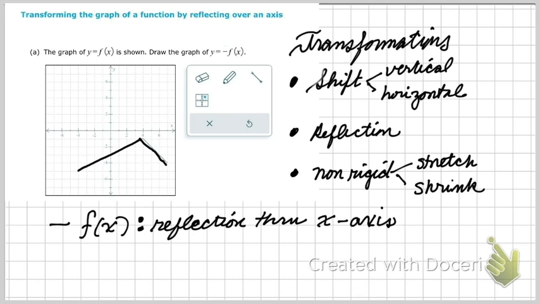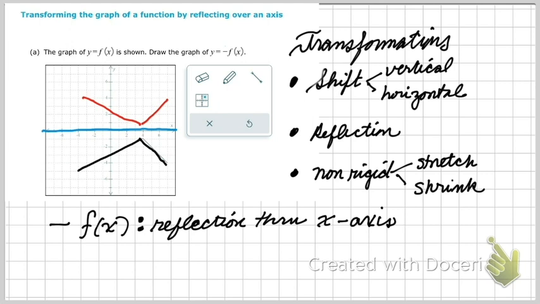We have the x-axis here. So there's the x-axis, and I want to reflect this graph through the x-axis. And here's what that looks like. Just kind of freehand drawing and not worrying about the specifics of it. That's what it is. That's the reflection through the x-axis.